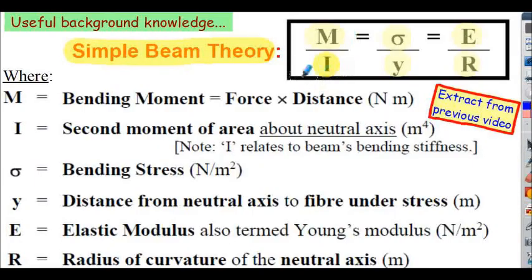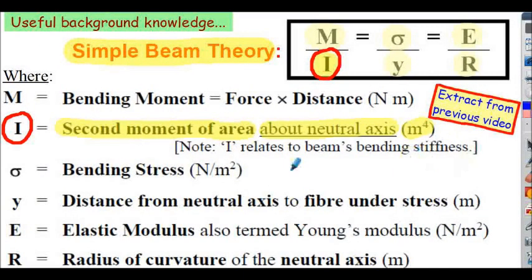And the I in this formula, shown here, is the second moment of area about the neutral axis of the beam, having the unit of meter to the 4, or can be millimeters to the 4, etc., and relates to the bending stiffness of the beam. So the second moment of area is a fundamental property when analysing simple beams in bending.